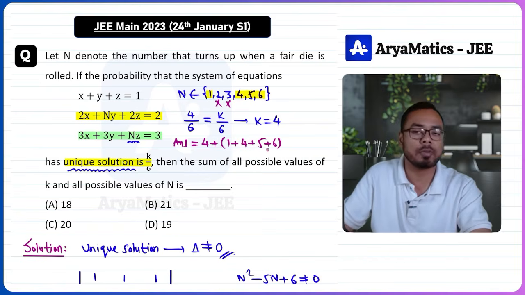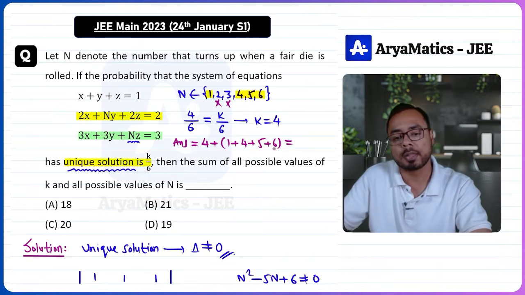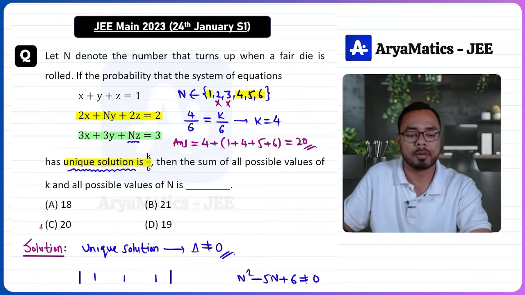So this will be the sum of all possible values of k and all possible values of n. After adding, 10 plus another 10, that will be 20. And therefore, the correct answer for this problem is option C.